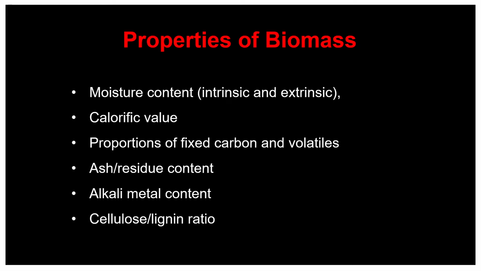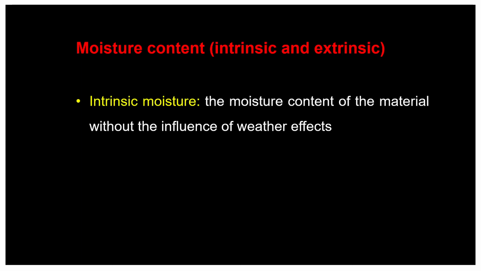First is moisture content. Moisture content has two parts, intrinsic moisture content and extrinsic moisture content. As the name indicates, intrinsic moisture content is the moisture content without considering any weather effect on the plant. We can simply say it is the amount of water present in the material without any influence of the weather. We are not considering whether it is a rainy season or a dry season, just the moisture content present in the material.